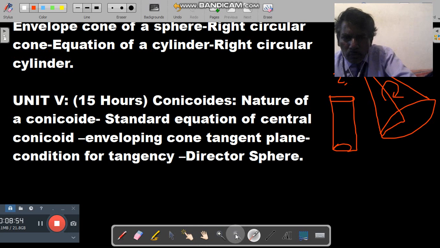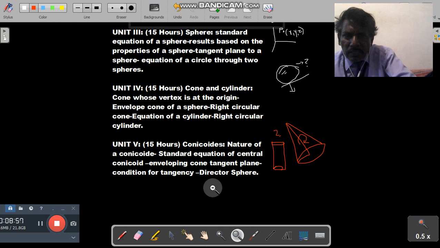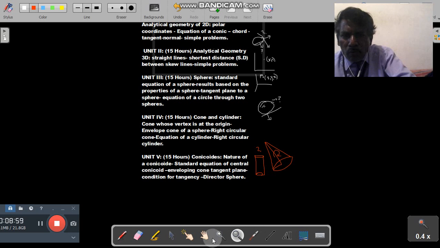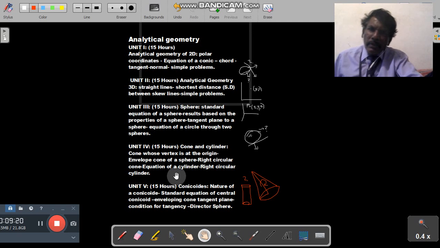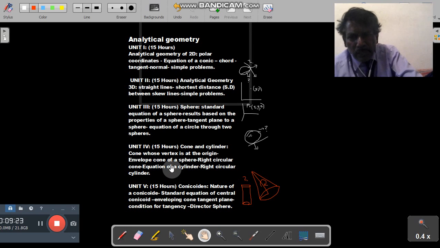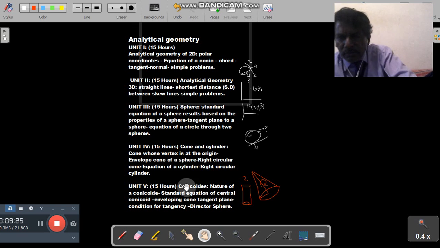So like that, we study the whole syllabus. The first unit is analytical geometry of 2D, the second unit is analytical geometry of 3D, the third unit is the sphere, the fourth unit is the cone and the cylinder, and the 5th unit is the conicoid. Now you can take the book and refer to all those things, and we will discuss them in the coming days.